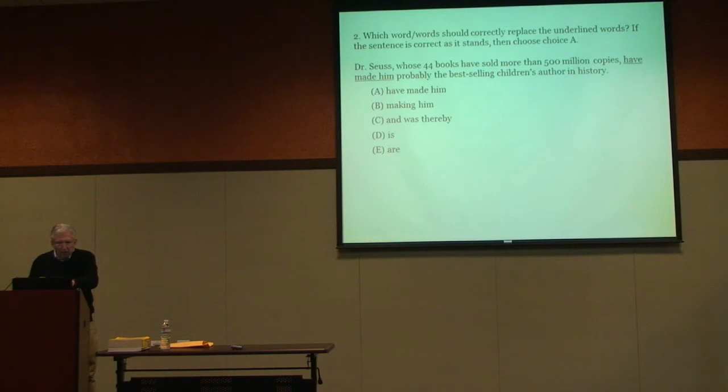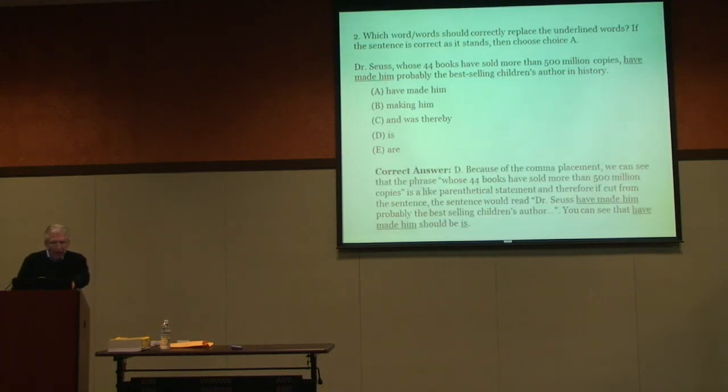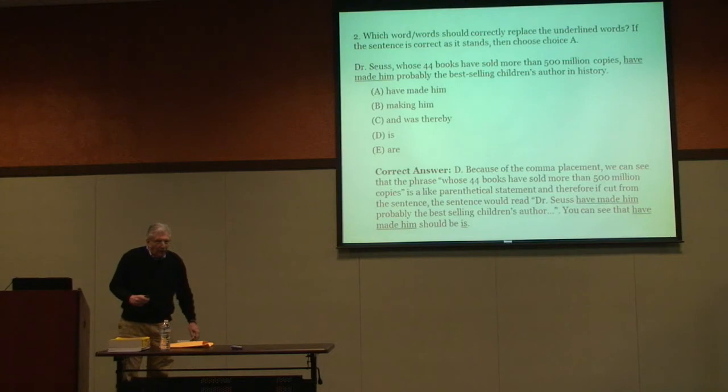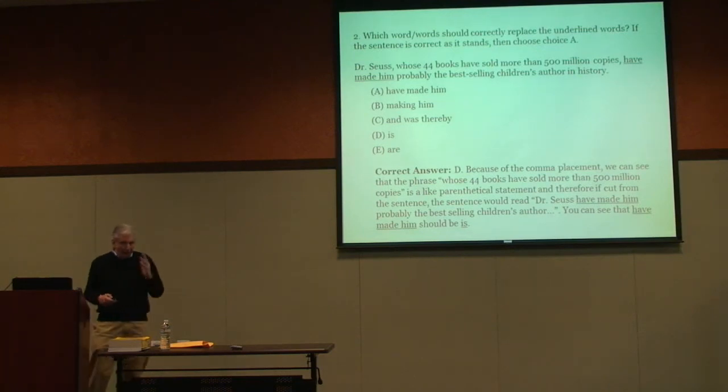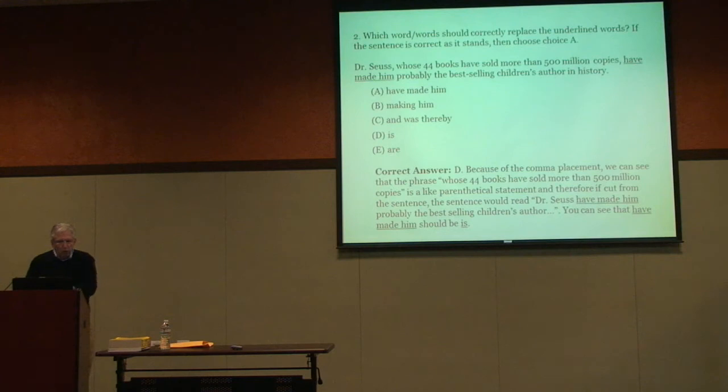If I left out this clause, whose 44 books have sold more than 500 million copies, this would read, Dr. Seuss have made him probably the best-selling author in history. That doesn't make sense. But I don't need that whose 44. That's like a parenthetical statement. It's like saying, well, Dr. Seuss, whose books have sold more than 500 million copies, have made him this. I don't need that clause. So by leaving it out, what would I put in there? I'd have to put Dr. Seuss is probably the best-selling author in children's history.